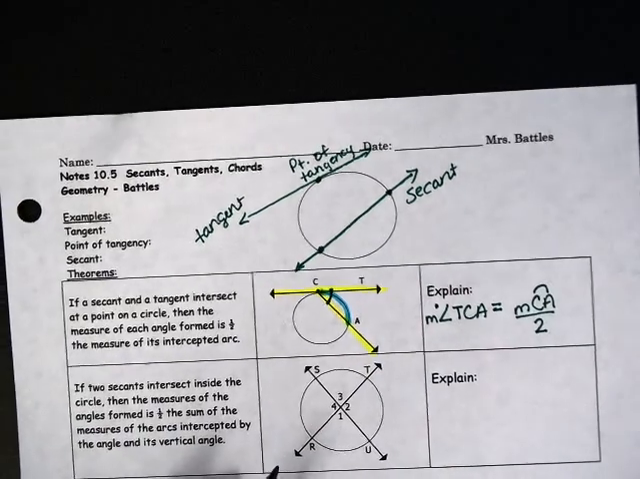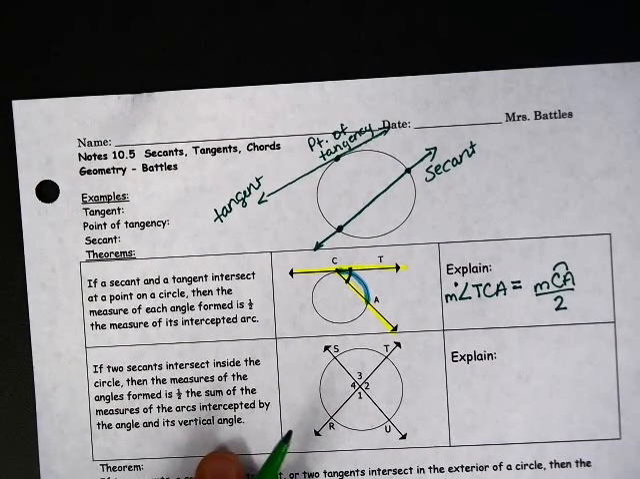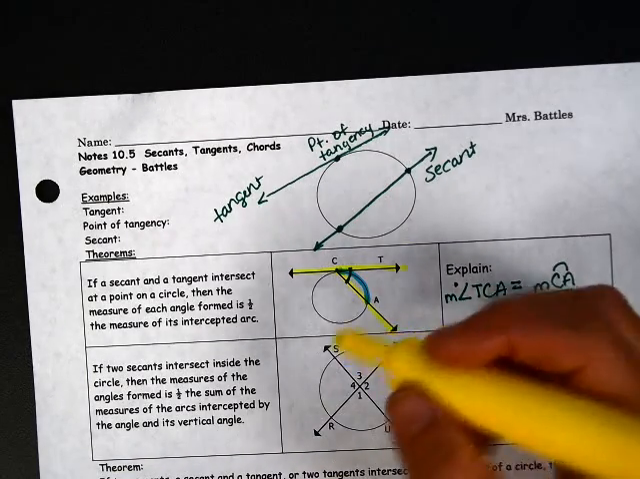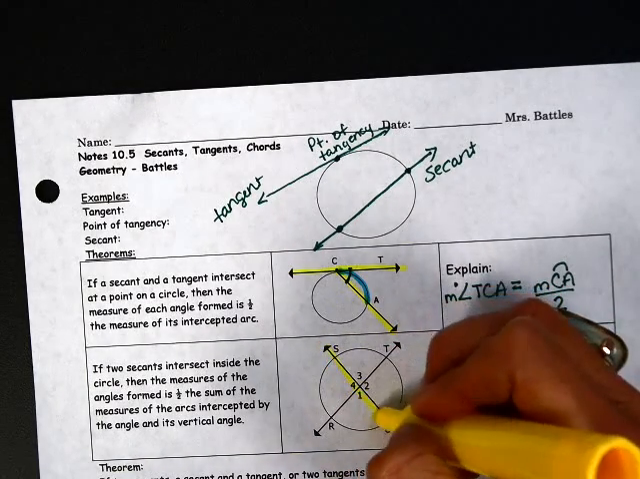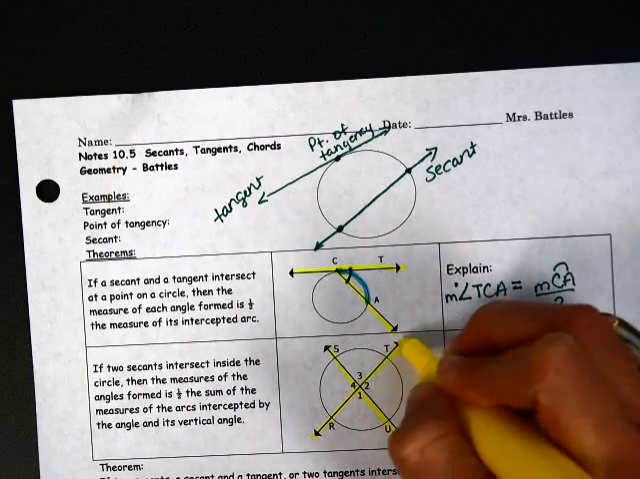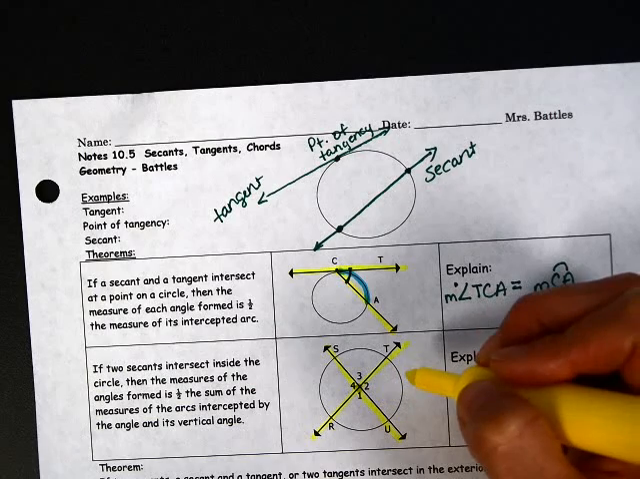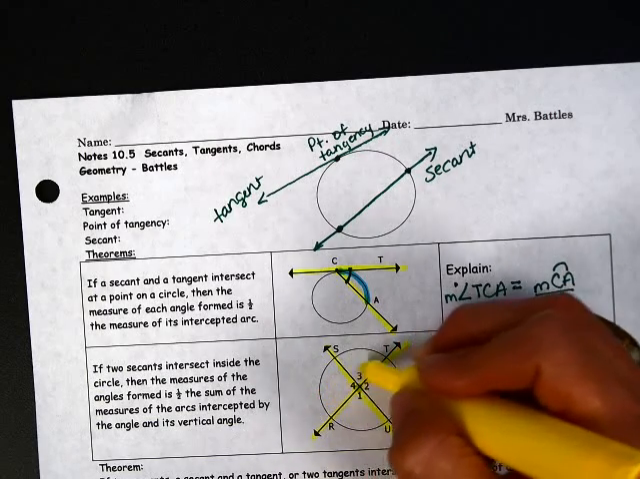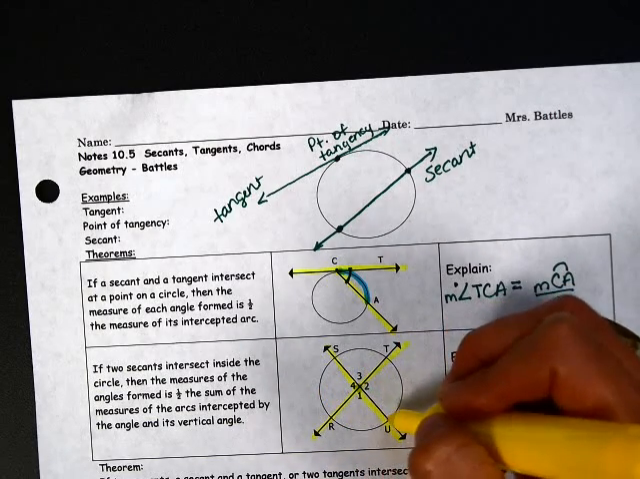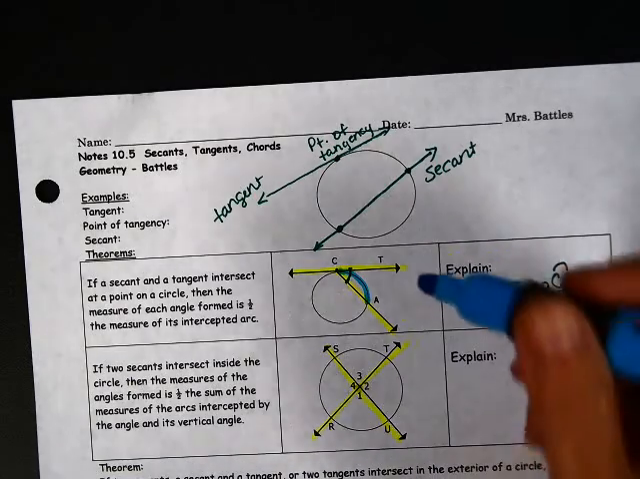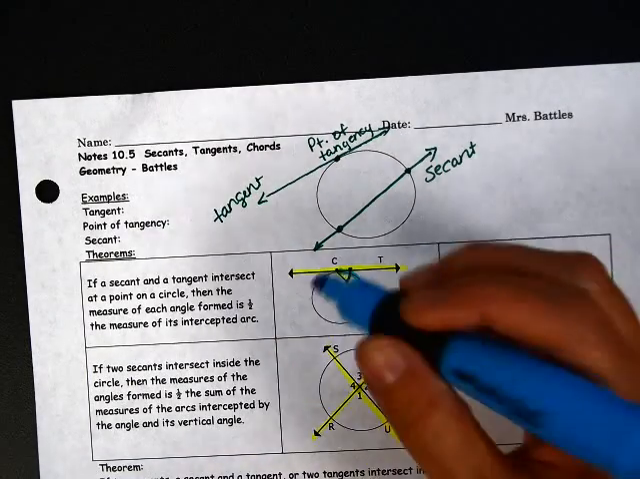All right, now, in the next theorem, if two secants intersect inside the circle, we have these two secants and they are intersecting inside the circle. Now, this intersection does not have to be the center of the circle. They can intersect anywhere inside the circle. Then the measure of the angles formed is half the sum of the measures of the arcs intercepted by the angle and its vertical angle.